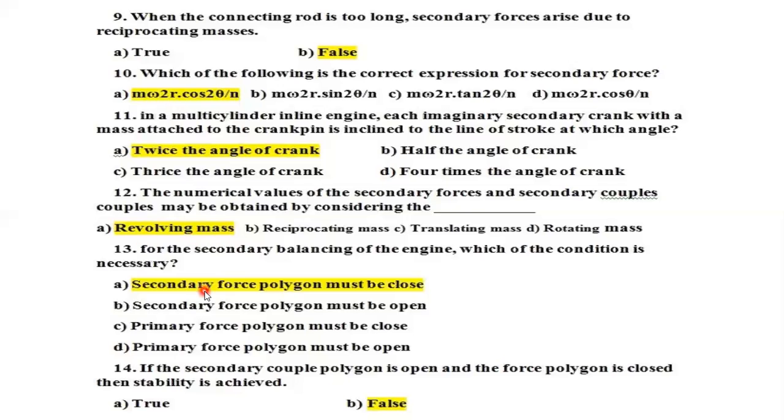Next question is, in order to achieve the secondary balancing of the engine, the sum of the secondary forces must be equal to 0. In other words, the secondary force polygon must be closed. Next question is, in order to achieve the secondary balancing of the engine, the sum of the secondary couples must be equal to 0. So the secondary couple polygon must be closed. Here they are given as open, and if they are open, surely we won't achieve stability. Both the couple polygon as well as the force polygon have to be closed. Then only will stability be achieved.